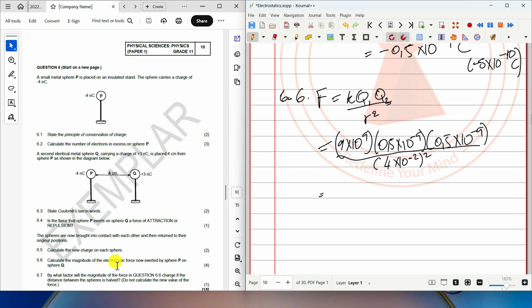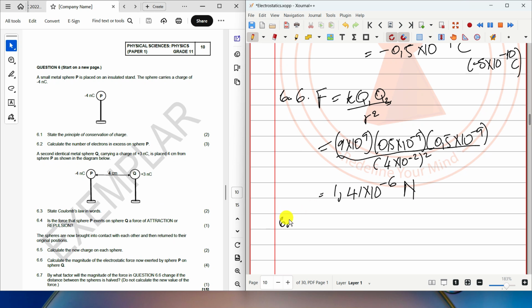Our answer is 1,41 times 10 to the negative 6 newtons. Okay? It is 1,41 times 10 to the negative 6 newtons. Perfect. They said the magnitude, so it's okay. I don't have to say attraction or repulsion.